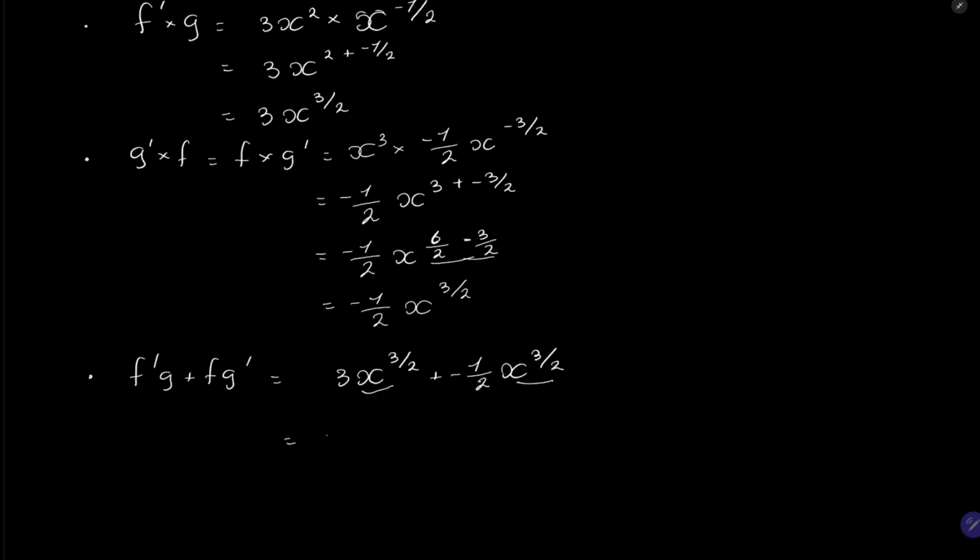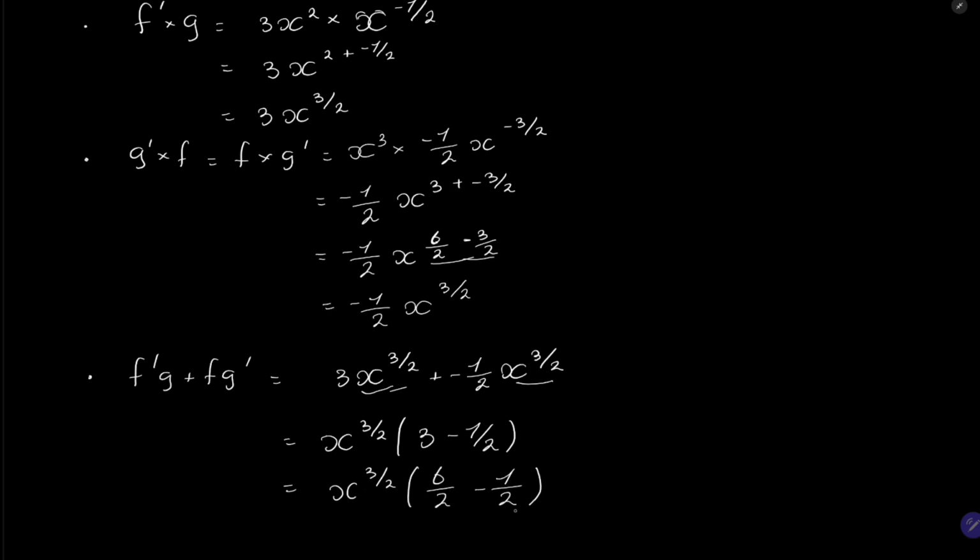Why are they like terms? Because the part in x is the same, that is 3x to the 3 on 2 minus half x to the 3 on 2. So we can then factorize out x to the 3 on 2, which gives us 3 minus half. Using the same method as above, we can simplify this as 6 on 2 minus half. Since both denominators are the same, we can directly subtract the numerators, giving us 5 on 2 x to the 3 on 2.